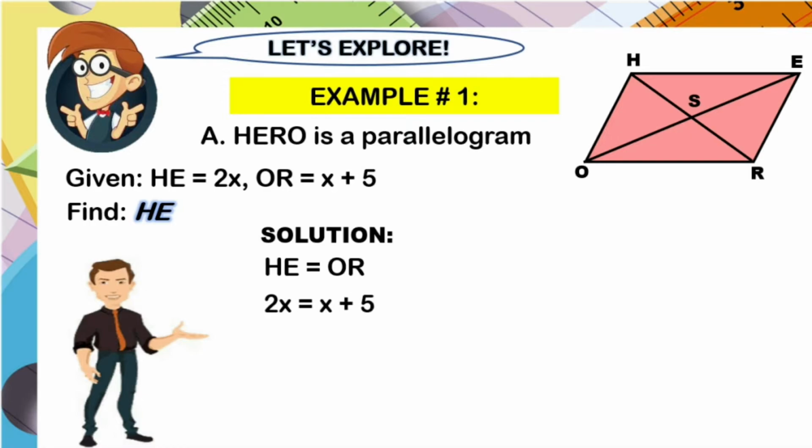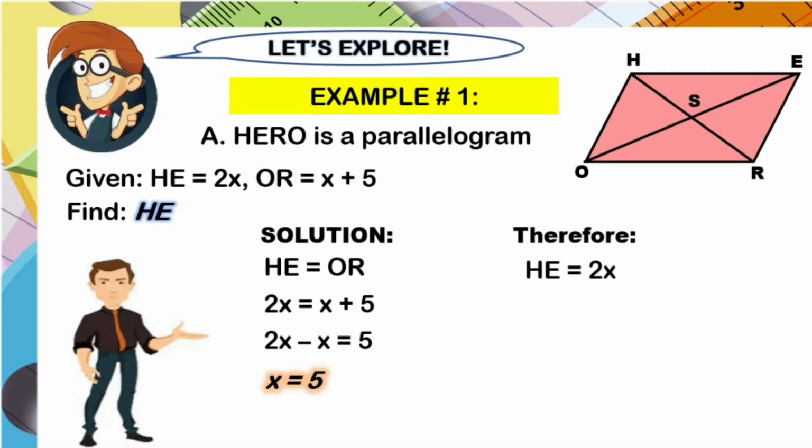To solve the given problem, substitute the value of the side HE and OR to the equation HE equals OR. Substituting, we have 2x equals x plus 5. Then, let us try to solve for the value of x. Using APE, addition property of equality, we add negative x on both sides of the equation. Thus, we have 2x minus x equals 5. Simplifying the equation, we have x equals 5.